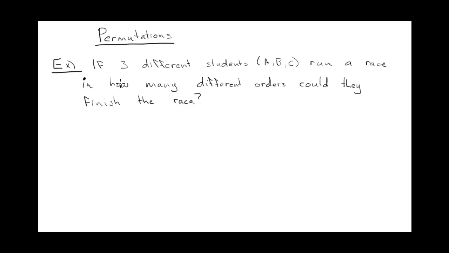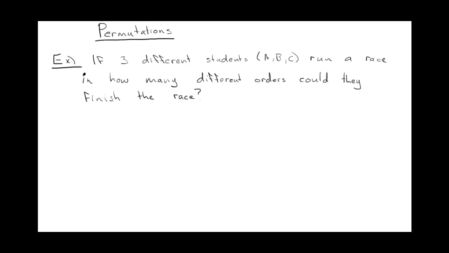Okay, welcome to the lesson on permutations. So we're going to start this lesson with a simple example. If three different students, student A, B, and C, run a race, in how many different orders could they finish that race?